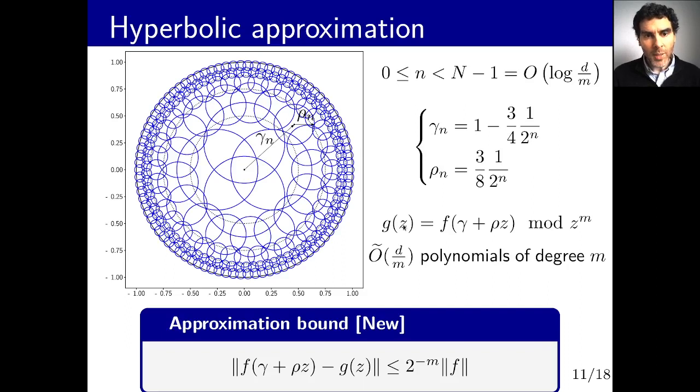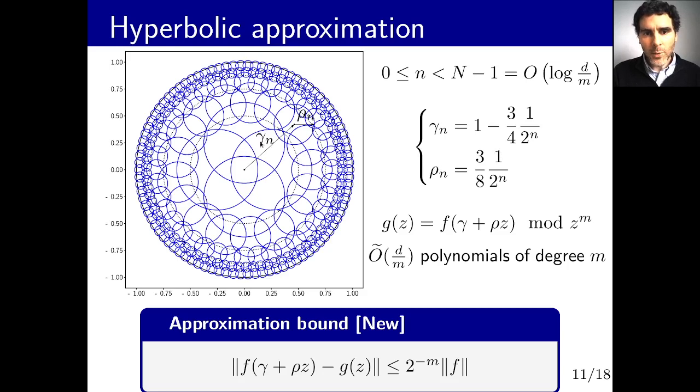So the hyperbolic approximation, what is it? Here I focus on the unit disk. The hyperbolic approximation is first a set of disks that cover the unit disk. This is a predefined set of disks that depends only on the degree of my polynomial and m, the precision that I want to reach for the approximation. One of the properties is that the radius of those disks gets exponentially smaller when we go toward the unit circle. And the center and the radius are given by this explicit formula here.